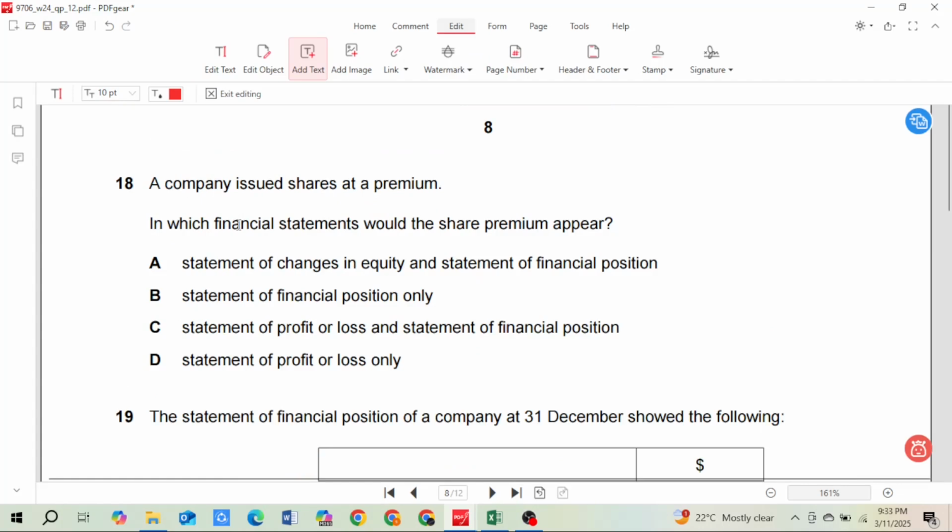18. A company issues shares at premium. In which financial statement would the share premium appear? A. Statement of changes in equity and statement of financial position. B. Statement of financial position only. C. Statement of profit or loss and statement of financial position. And D. Statement of profit or loss only. When a company issues shares at premium, it definitely goes in the statement of financial position. Okay, but when you prepare a statement of changes in equity, at that time also we need to show that there is an increase in capital reserve. So it would appear in both the statement of changes in equity and the statement of financial position.